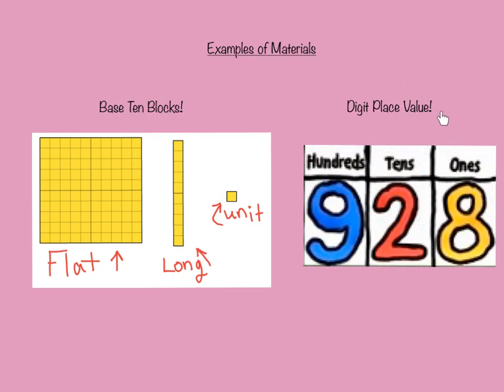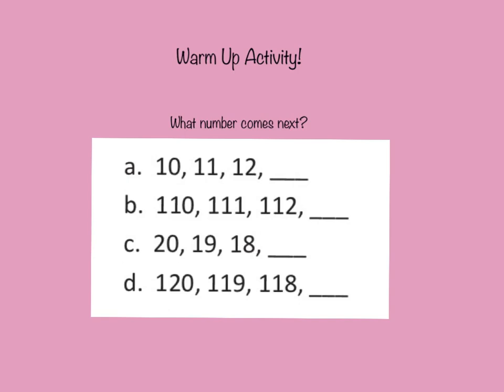And here we have digit place value. This is a place value chart: the ones, tens, hundreds. The 8 is in the ones, 2 is in the tens, 9 is in the hundreds, making this 928. Here's a warm-up activity.